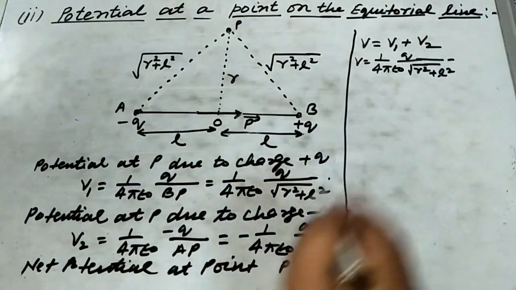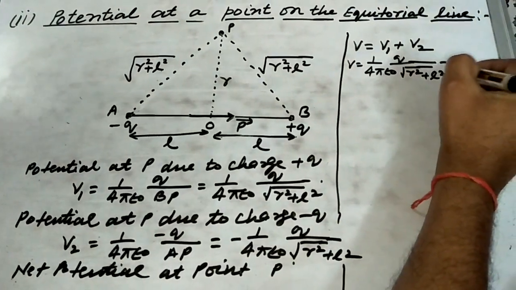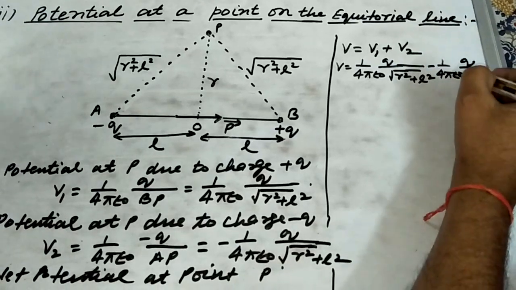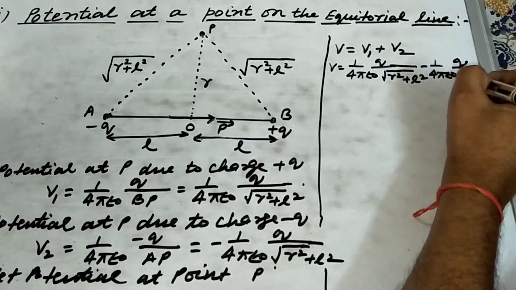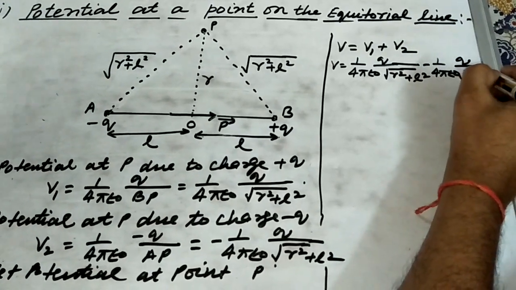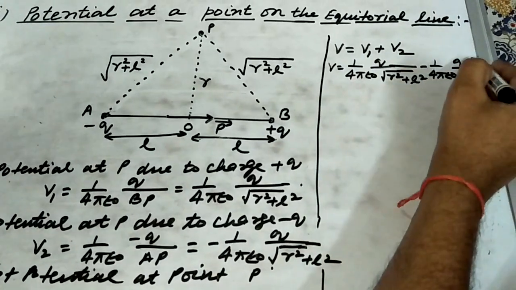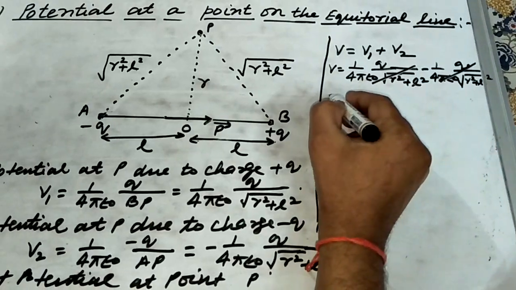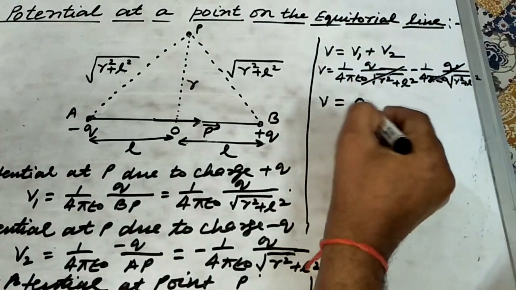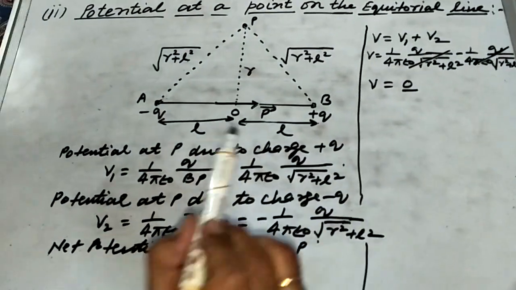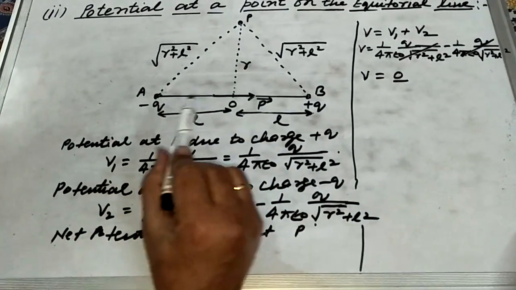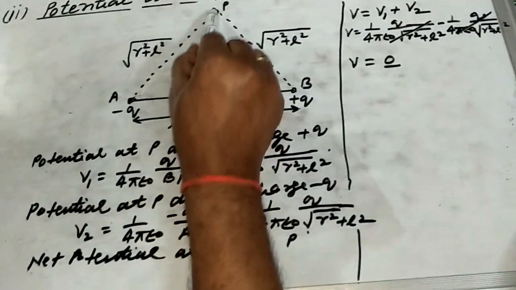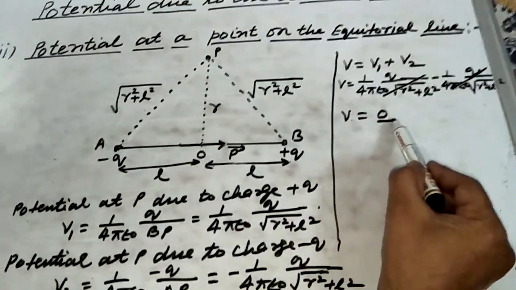minus 1 upon 4 pi epsilon naught Q upon root r square plus L square. And since both are equal, V is equal to 0. What conclusion do you get here? Electric potential due to an electric dipole at any point on the equatorial line is always equal to 0.